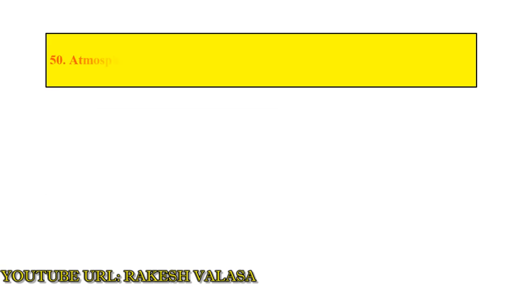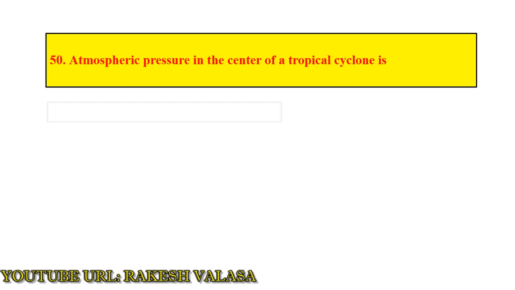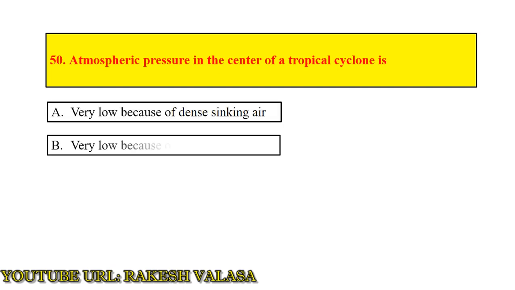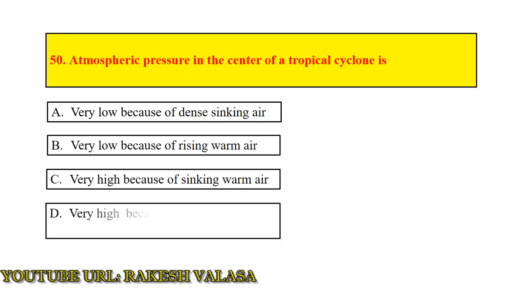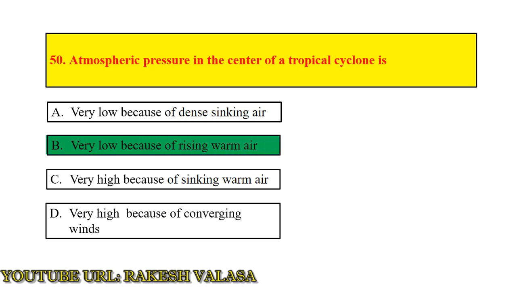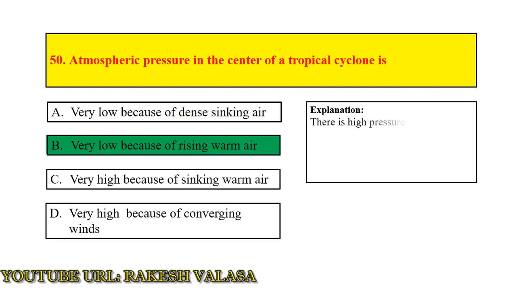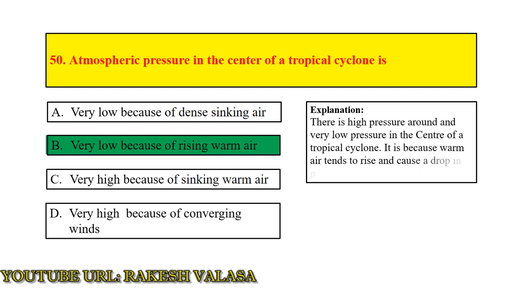Question number 50. Atmospheric pressure in the center of a tropical cyclone is. Answer. Very low because of rising warm air. Explanation. There is high pressure around and very low pressure in the center of a tropical cyclone. It is because warm air tends to rise and cause a drop in pressure.